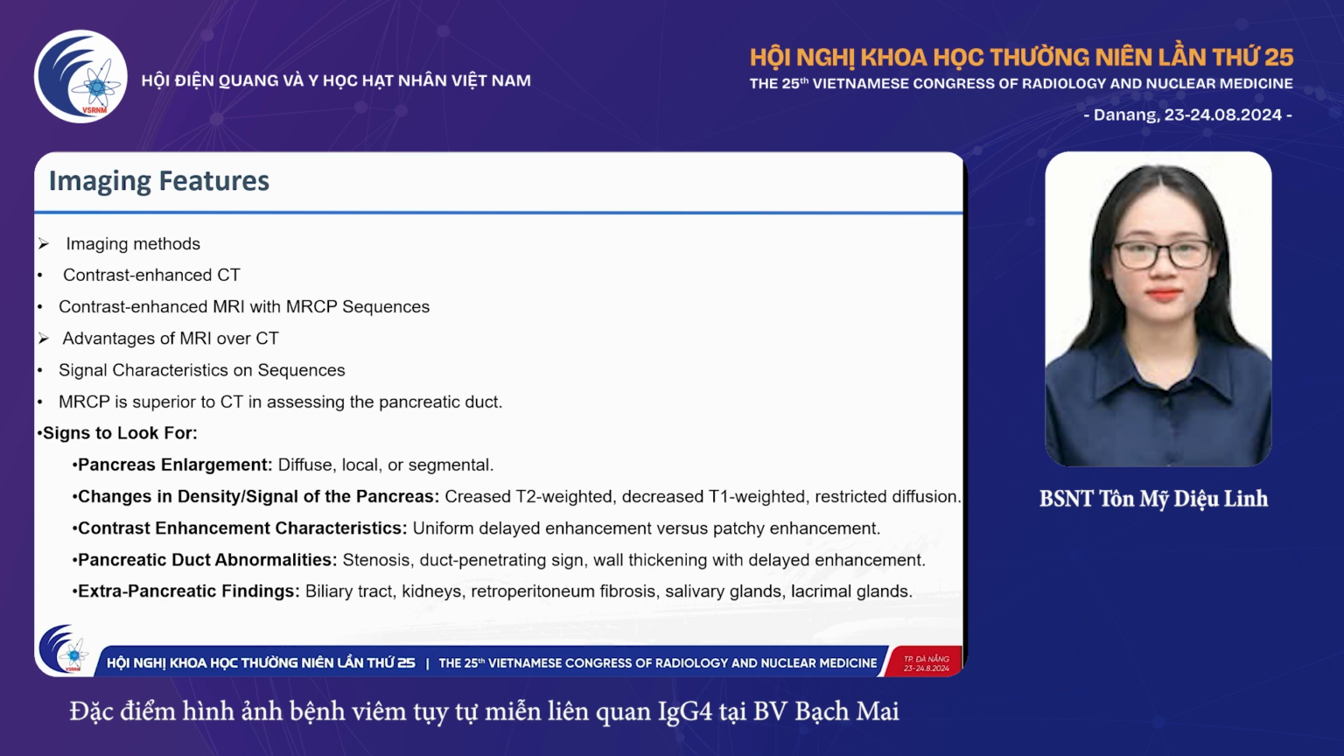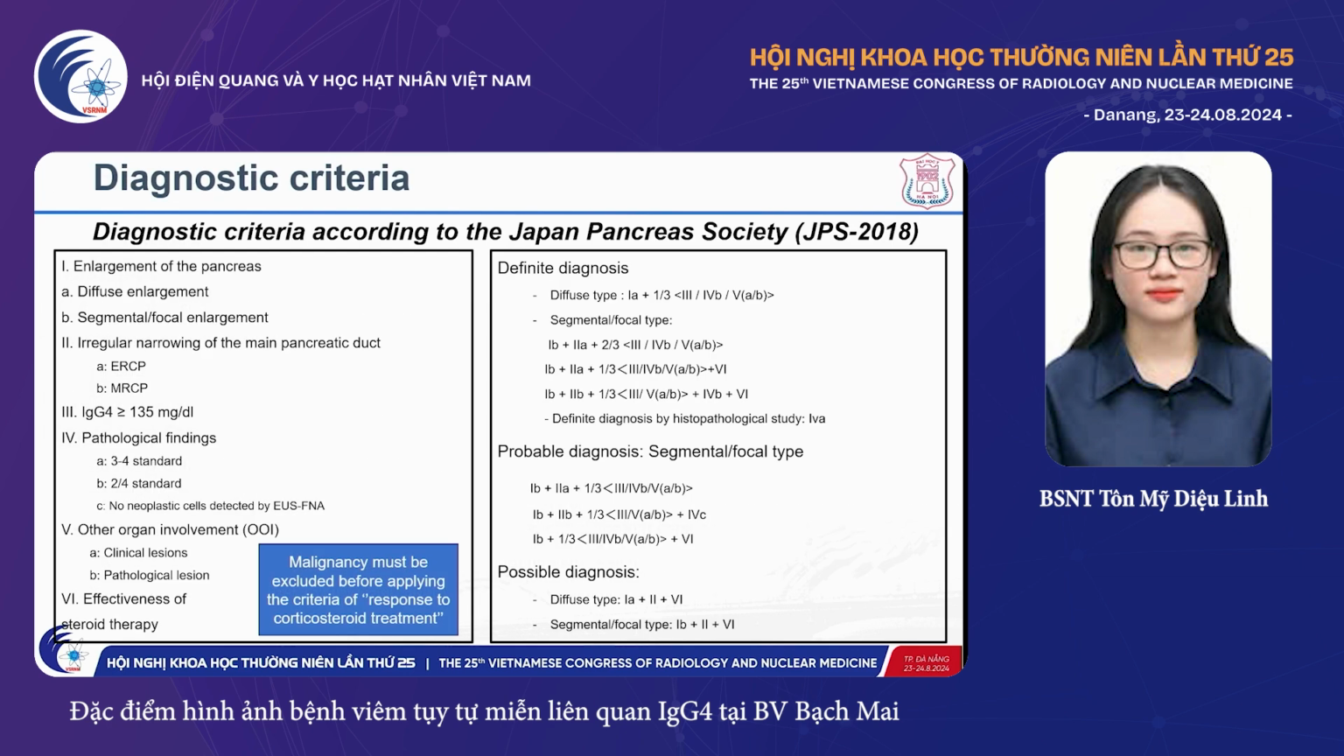And the signs to look for are pancreatic enlargement in diffuse, local, and segmental forms, and change in density or signal of the pancreas, characteristics of enhancement, the pancreatic duct, and extrapancreatic lesions. And according to JPS 2018, there are 6 standards for diagnosis, including radiology, IgG4, pathology, organ involvement, and steroid therapy. And malignancy must be excluded before applying the criterion of response to cortisone treatment.